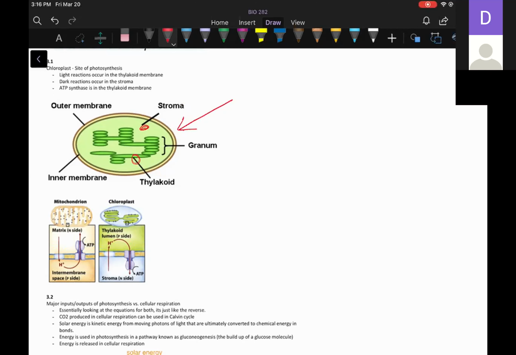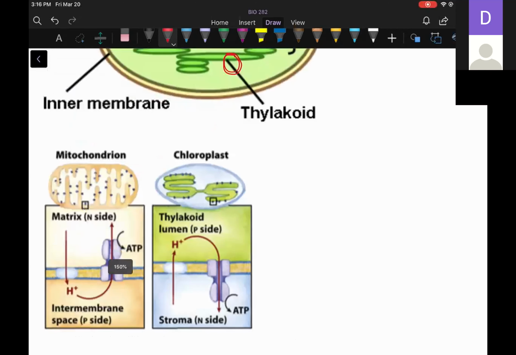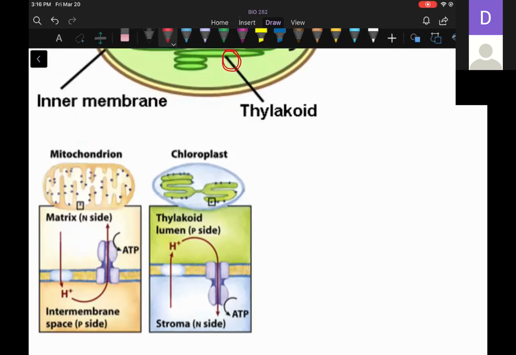Okay, so if we're comparing the chloroplast and the mitochondria and how the ATP synthases are situated, for the mitochondria, we're going to have the hydrogens flow out into the matrix. So we're going to create that ion concentration gradient in the inner membrane space. But for photosynthesis, we're going to create our hydrogen ion concentration gradient in the thylakoid lumen, and it's going to go out into the stroma.